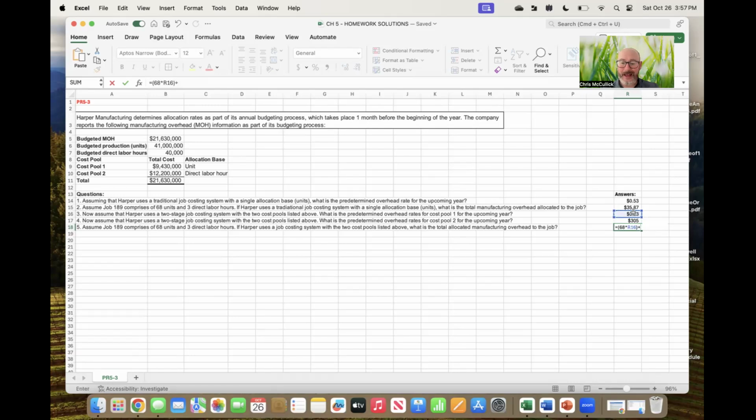And then we'll add to that our 3 direct labor hours. I'm just pulling that information from right over here so that you can see. 3 direct labor hours times our cost per direct labor hour, which we calculated here. And then we will add those up, and that gives us a total here. And I'm just going to clean this up real quickly, make it a little more uniform.